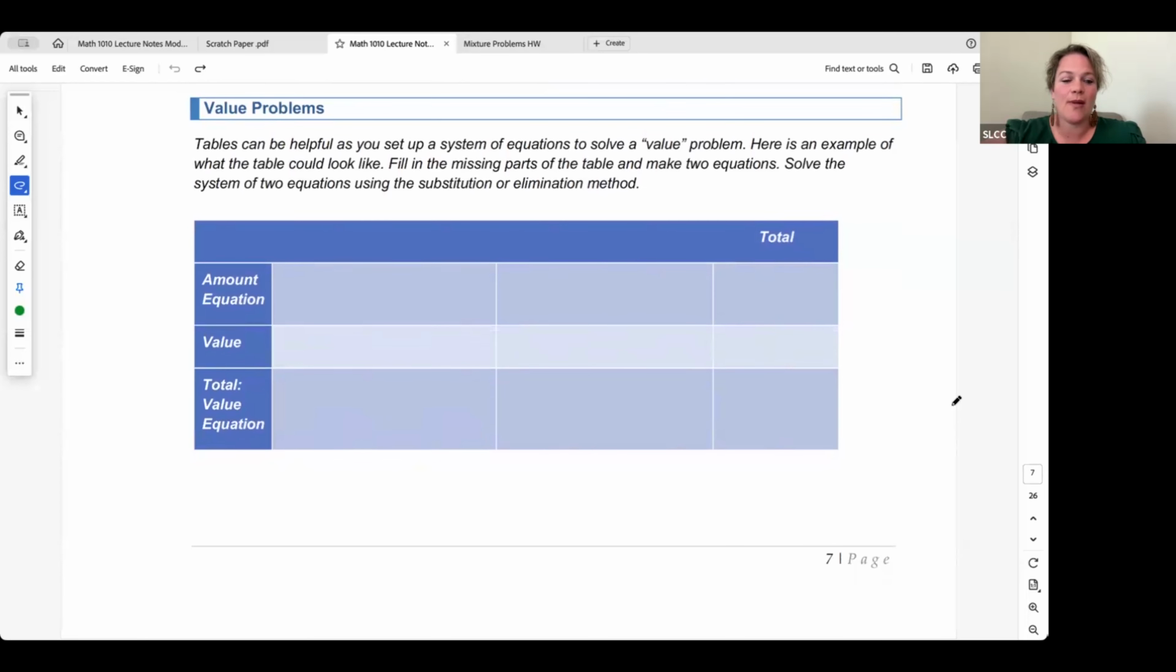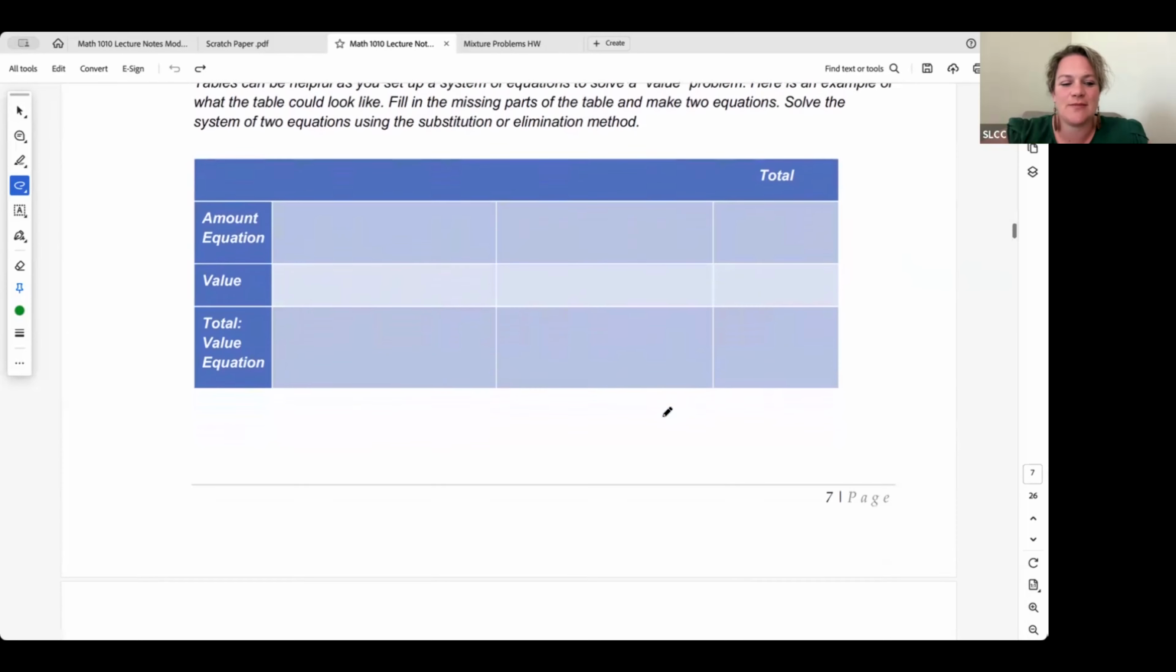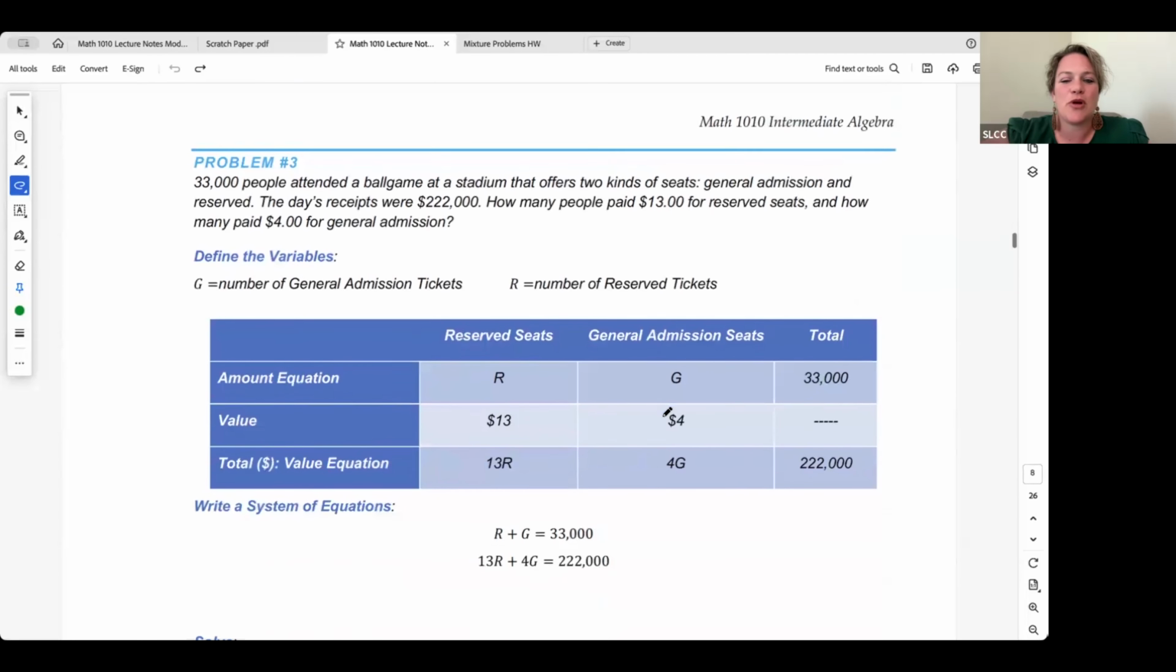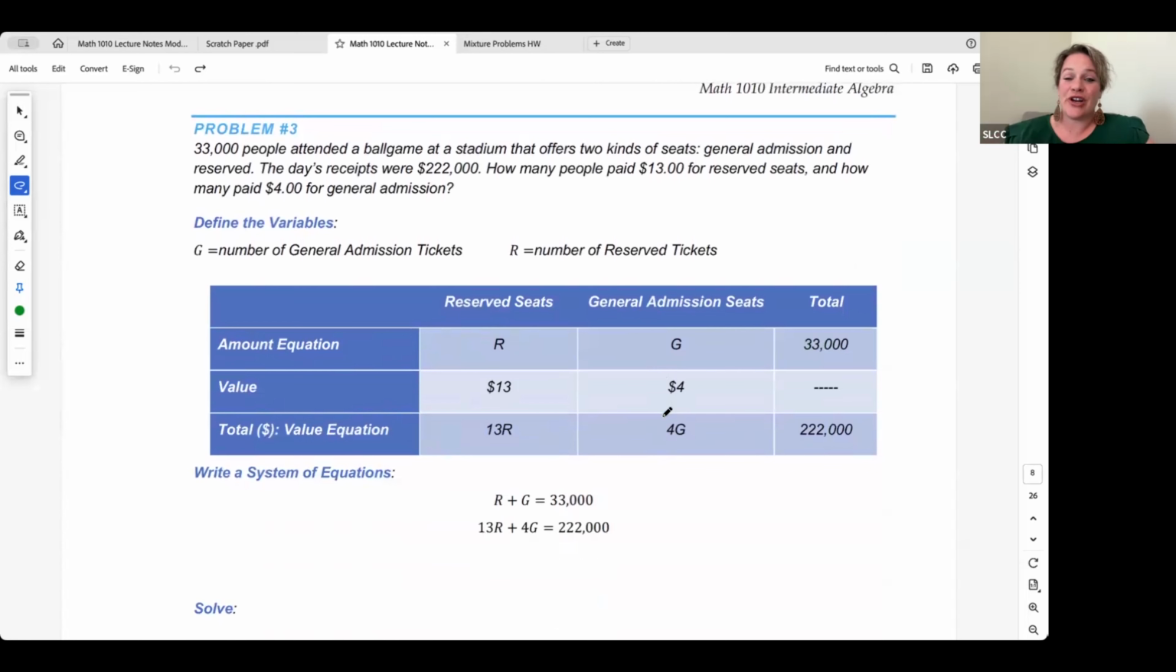Let's look at how we can use a table to do what we did in the previous video. When you use a table, you can write out the amount equation and then the value equation. So you're just writing that extra line so that you can see what to tack on to the value equation.